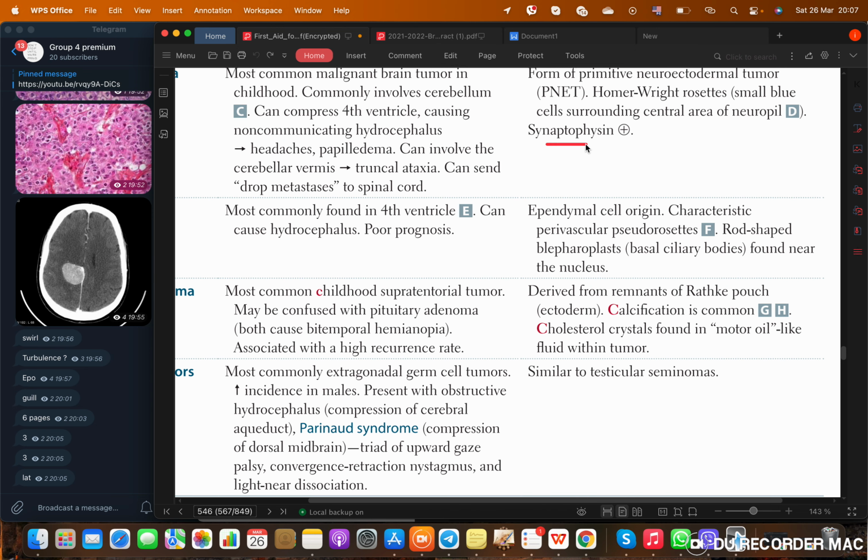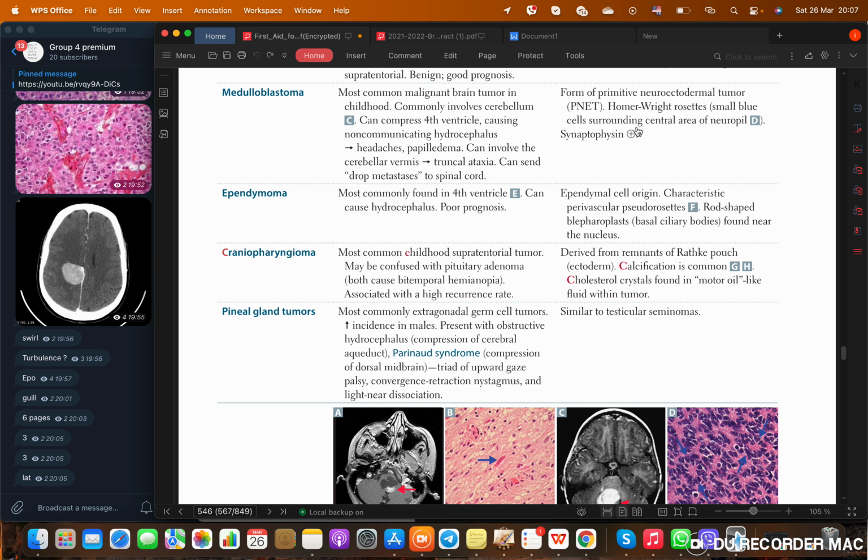Okay, both neuroblastoma and medulloblastoma test positive for synaptophysin. Neuroblastoma, however, will be in the adrenal gland, not in the brain.